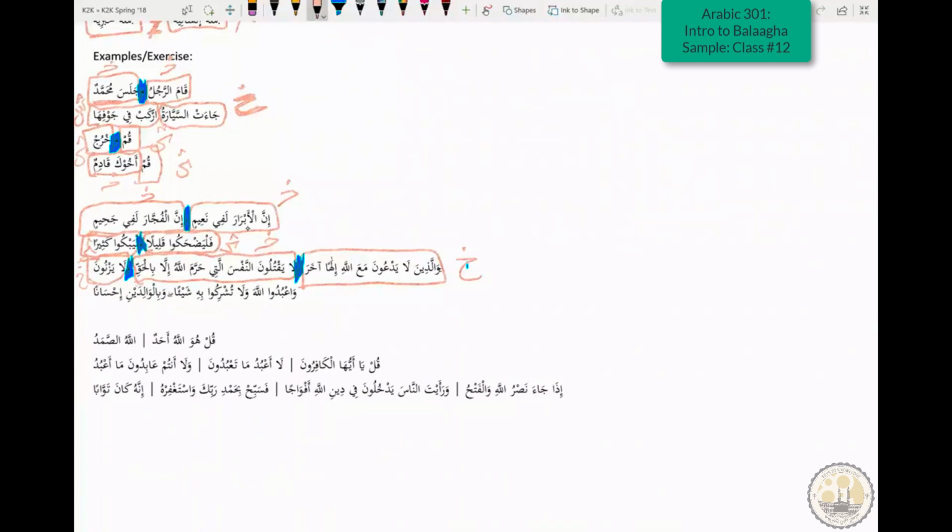Good. Let's identify the sentences first. وَاعْبُدُوا, first sentence. Second sentence, وَلَا تُشْرِكُوا بِهِ شَيْئًا. And third sentence, وَبِالْوَالِدَيْنِ, meaning بِالْوَالِدَيْنِ. Okay. لَا تُشْرِكُوا بِهِ شَيْئًا. Let's keep the waw out. All right. We have three sentences here. اعبدوا الله. اعبدوا الله.